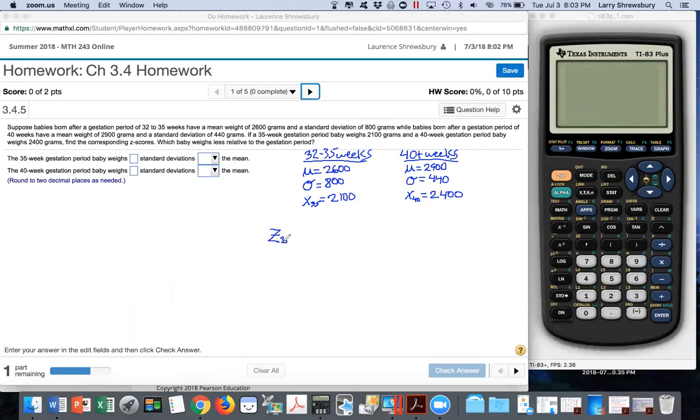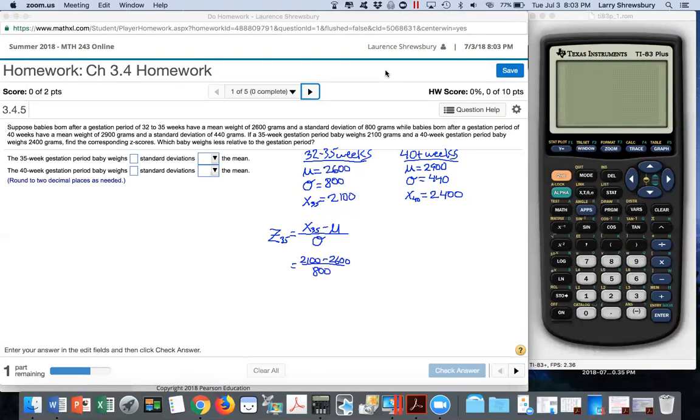So we'll do this for the 35. And here it's a pretty simple formula. What you do is you take your data value and you see how far it deviates from the center. And then that distance, you see how many times the standard deviation fits into that. So just plugging in these numbers, this right here is the 2,100 minus the mean of 2,600 divided by the standard deviation of 800.